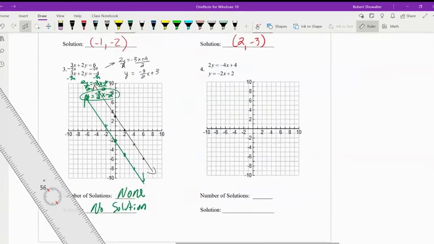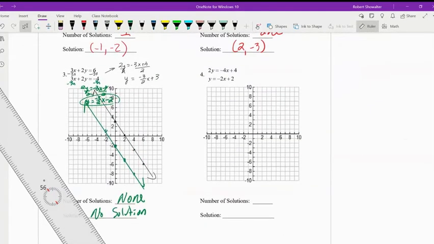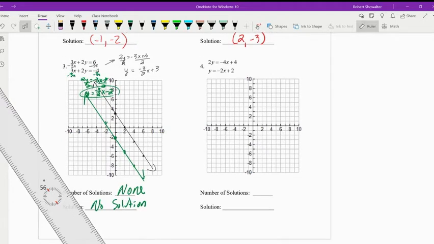Cool. Let's deal with number 4. All right, here we go, friends. We've got two more problems to crank out before we get to that homework today. Here we go, number 4.